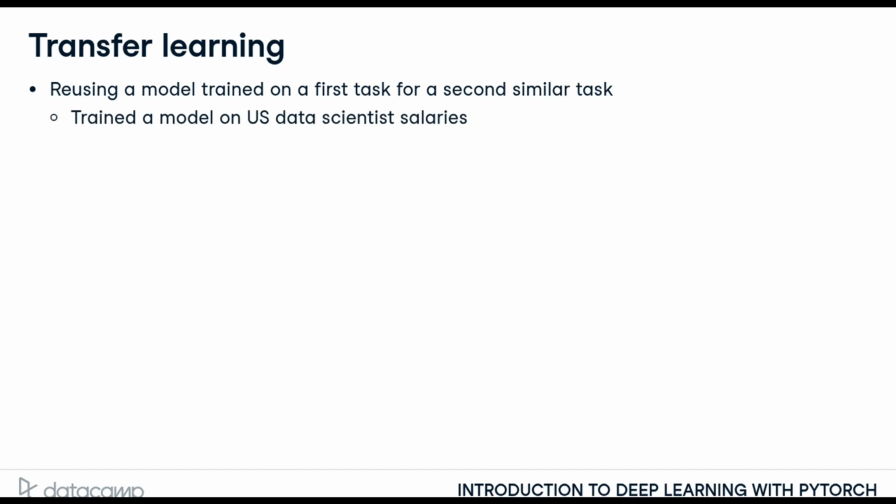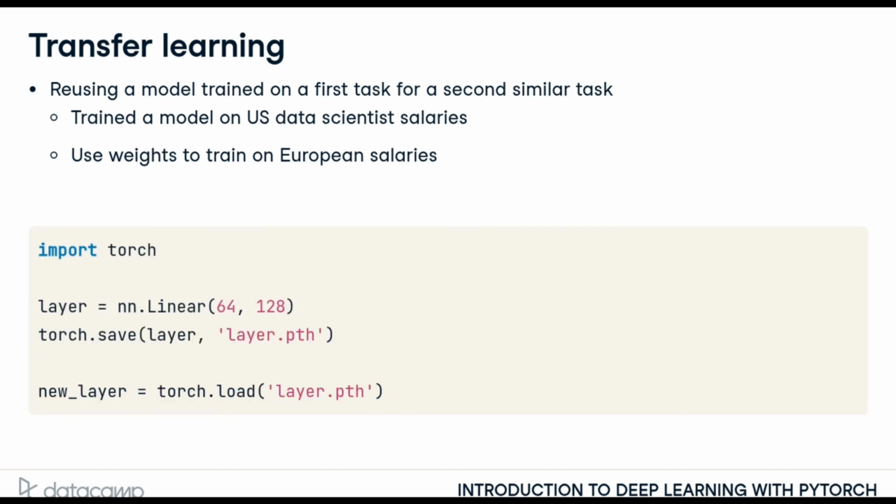For example, we trained a model on US data scientist salaries. We now have new data of salaries in Europe. Instead of training a model using randomly initialized weights, we can load weights from the first model and use them as a starting point to train on this new dataset. Saving and loading weights can be done using the torch.save and the torch.load functions. These functions work on any type of PyTorch objects.